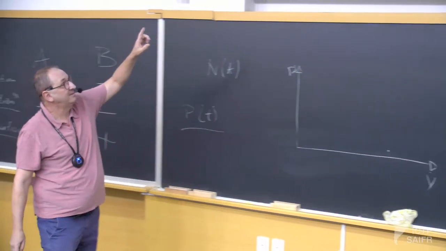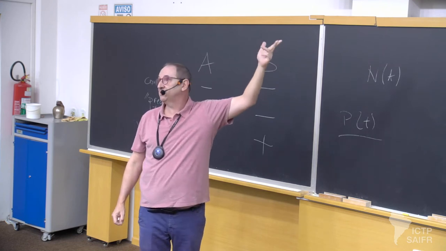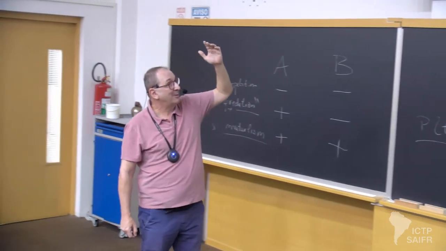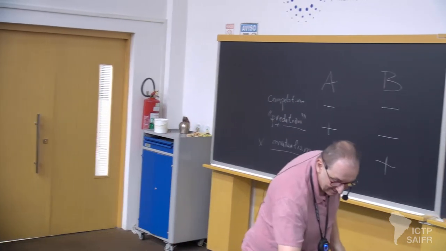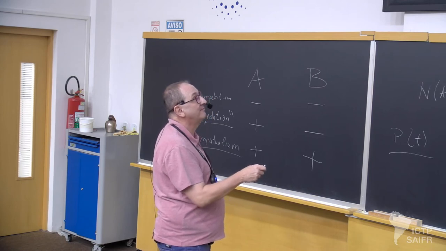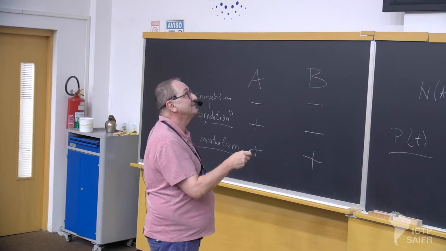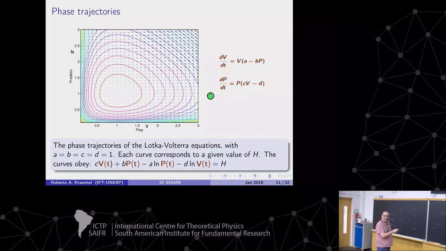Each curve corresponds to one particular initial condition. And what this is saying is that, say I started somewhere here on this curve, that solution will stay on this curve, or if you want, orbit. It will stay there.